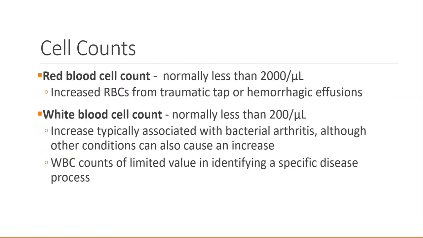Red blood cell counts are normally less than 2,000 per microliter. Increased red cells could be from a traumatic tap or hemorrhagic effusions. White blood cell counts are normally less than 200 per microliter. When they're increased, they're typically associated with bacterial arthritis, although other conditions can also cause an increase. White blood cell counts are of limited value in identifying a specific disease process. What this means is you take this piece of the puzzle in with all the other pieces of the puzzle to classify the specific disease process.